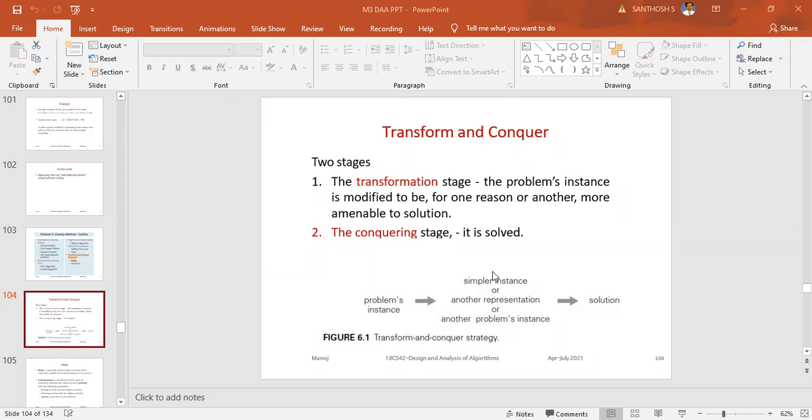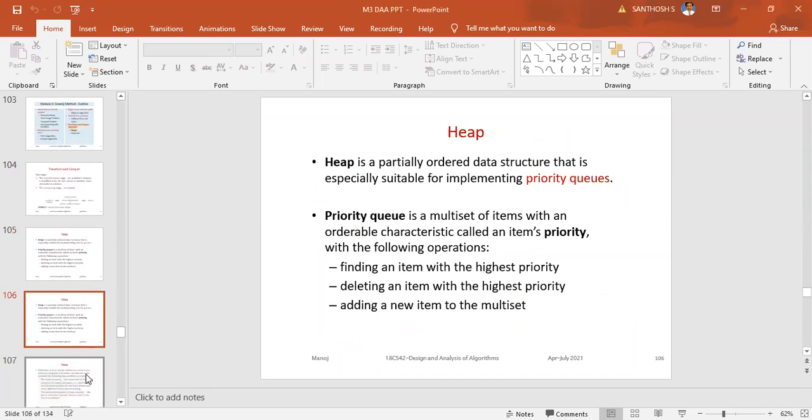Changing the problem instance into a simpler or another problem instance is called the transformation stage. From the simpler instance, finding the solution is called the conquering stage. So this is transform and conquer, with two stages: the given problem is transformed into another problem, and finally the conquering stage is used to find the solution. Now you come to the next slide.